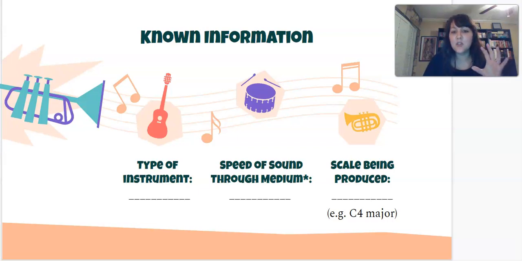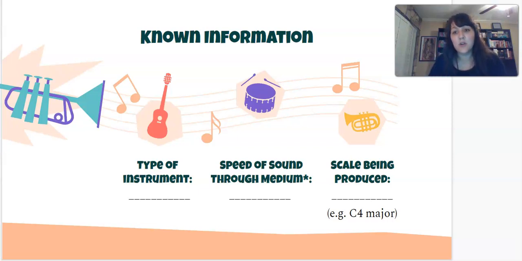And then the speed of sound through the medium, you might know or you might not know. Now if you have a pipe instrument that's full of air, I'm going to tell you right now the speed of sound through air at about room temperature is going to be 343 meters per second. So boom, you already know the speed of sound through your medium inside your musical instrument.